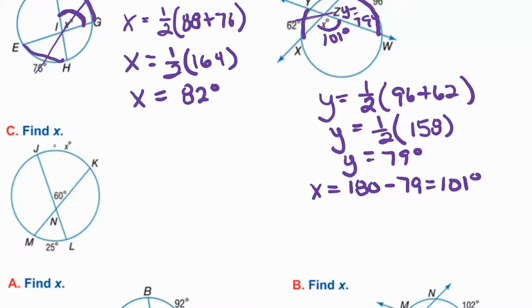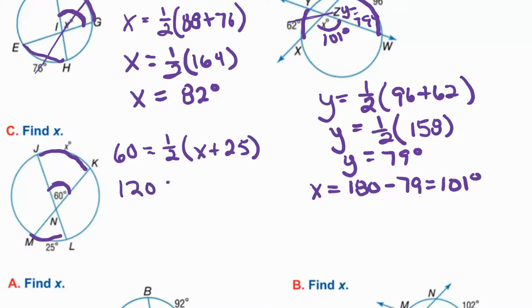In the next problem, we're asked to find arc JK. We're given arc ML, and we're given the angle here is 60 degrees. Filling in what we know in our formula, we have 60 equals 1/2 of x plus 25. To make this problem easier, I'll multiply both sides by 2, so I'll have 120 equals x plus 25. So x will equal 95 degrees. So this arc is 95 degrees.